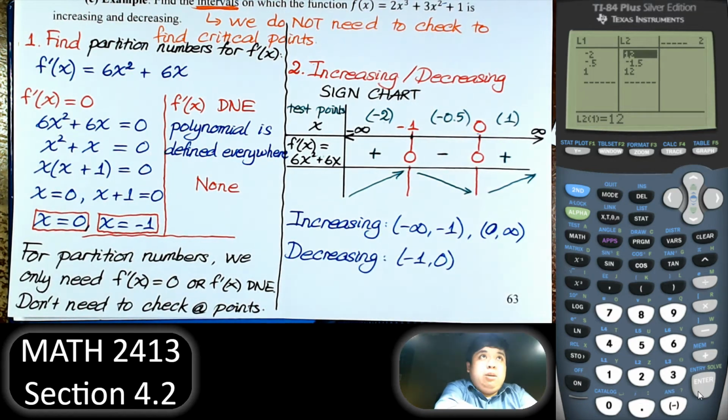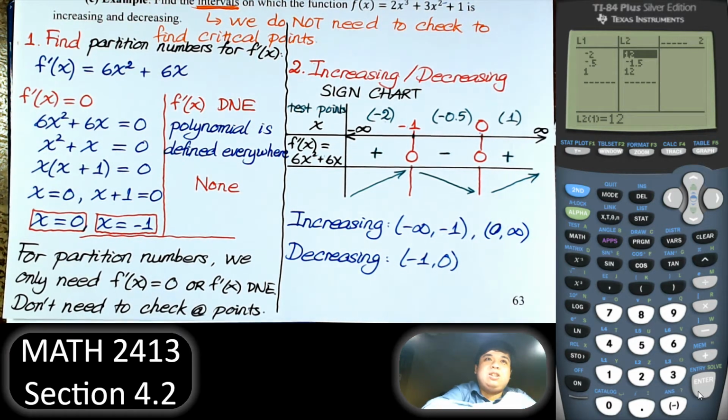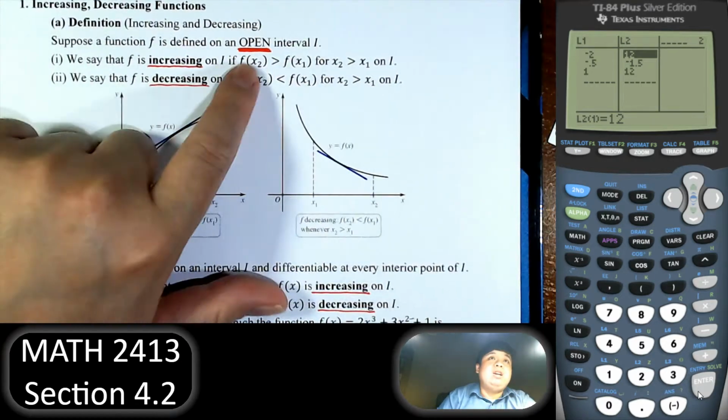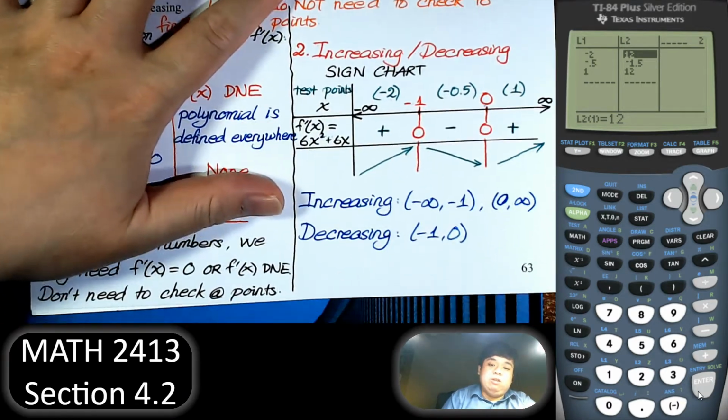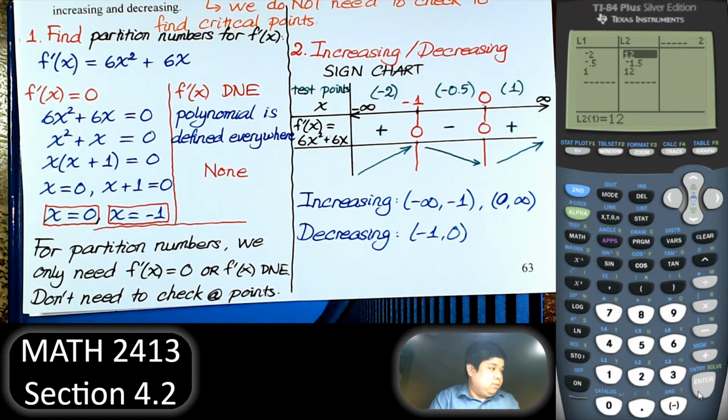So, simple enough. If we only ask to find the interval where it is increasing or decreasing, that's all we do. Don't need to check the points, because the way we define it is on an open interval. So if we ask for increasing and decreasing intervals, that's all we do. Right, so that's the first example.